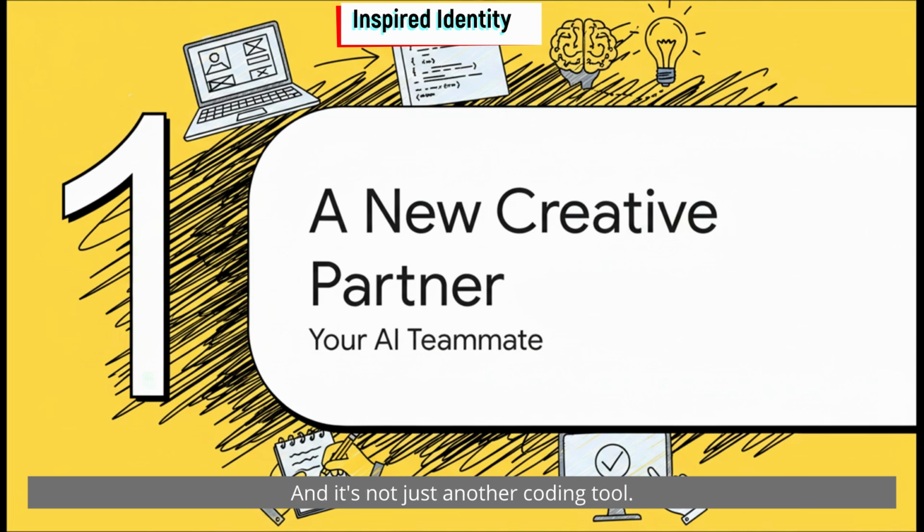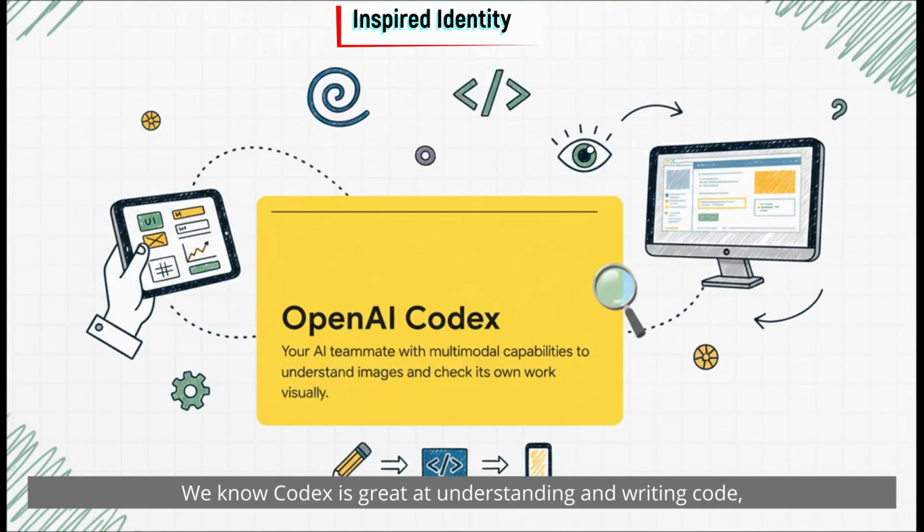And it's not just another coding tool. You should think of it more like a creative partner, one that's just gained a new superpower. It can actually see. All right, let's break that down. We know Codex is great at understanding and writing code, but this new multimodal capability, that's the real game changer. It means Codex can now process images, so you can literally feed it sketches, screenshots, design mockups, and it gets what you're trying to do.